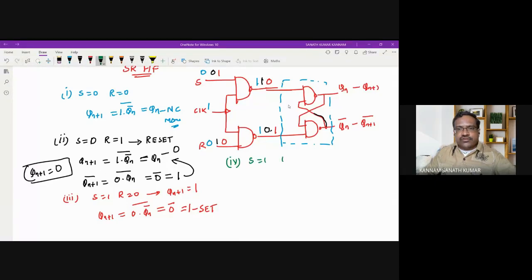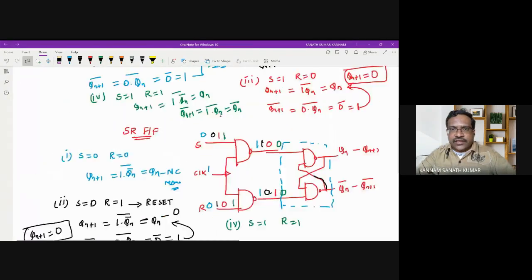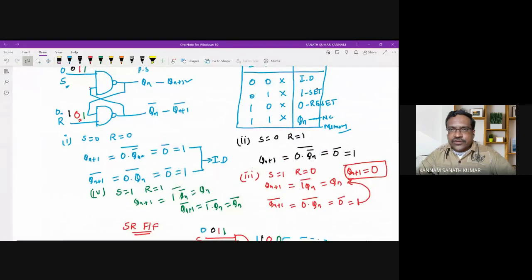And next, the fourth case, S equal to 1 and R equal to 1. Okay. So here 1 into 1 is how much? 1 into 1 is 1, and 1 complement is 0. And next, 1 into 1 is 1, 1 complement is 0. So now if you see Qn plus 1, that means 0 0 are coming to the SR latch. You can observe the table also. 0 0 means indeterminate state.